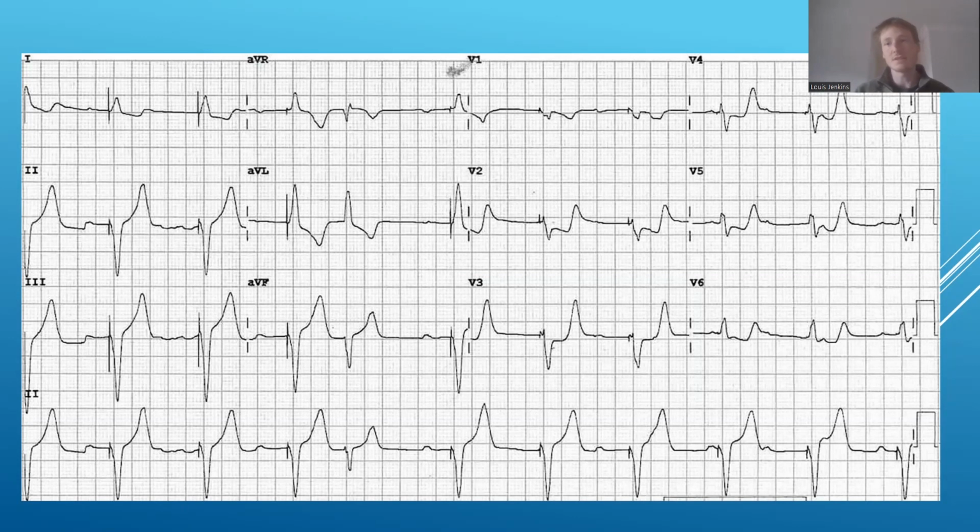And I'll give you a big clue: the same concepts that we use in left bundle branch block can be used in ventricular paced rhythms. Okay, so take a pause, see if you can figure out what leads are problematic, and then we'll go through it together. Okay, so 3, 2, 1.